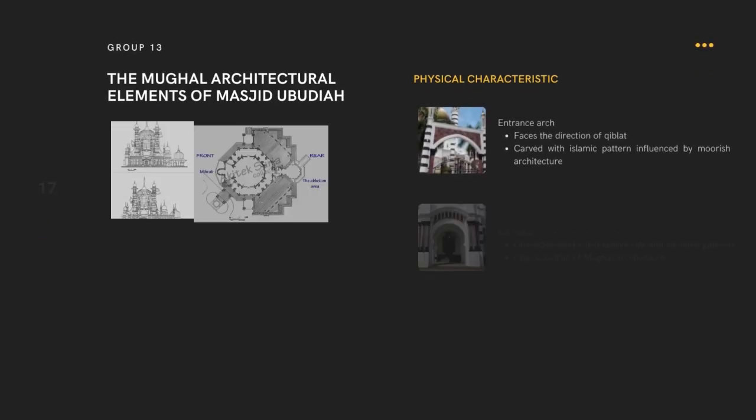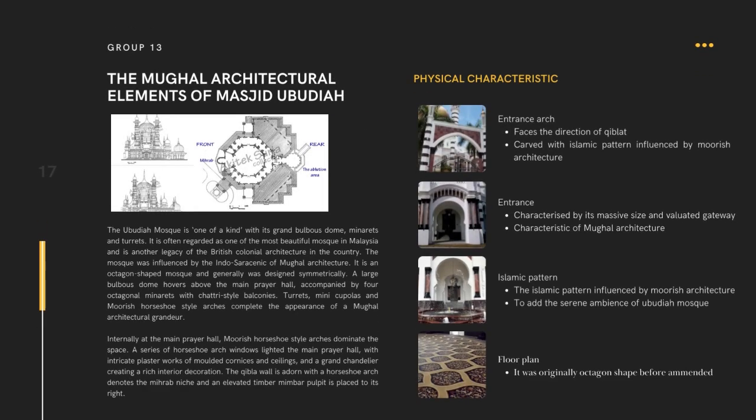The next page shows the Mughal architectural elements of Masjid Ubudiyah. The Ubudiyah Mosque is one of a kind, with its grand bulbous dome, minarets and turrets. It is often regarded as one of the most beautiful mosques in Malaysia and is another legacy of the British colonial architecture in the country.